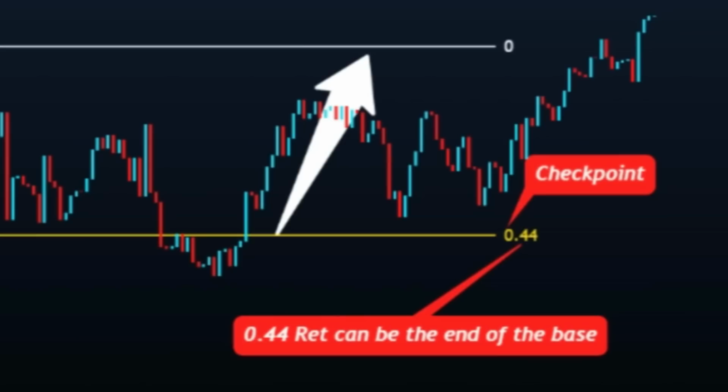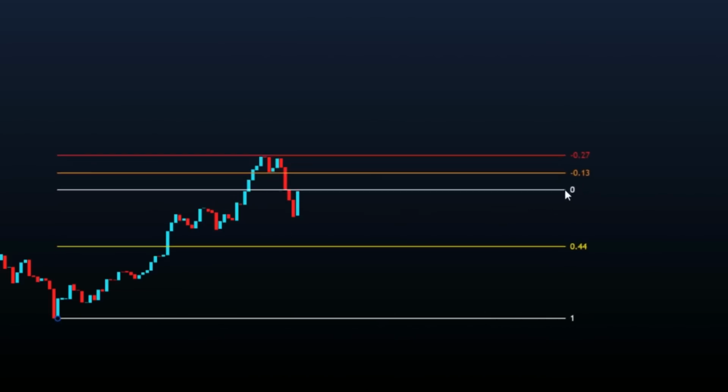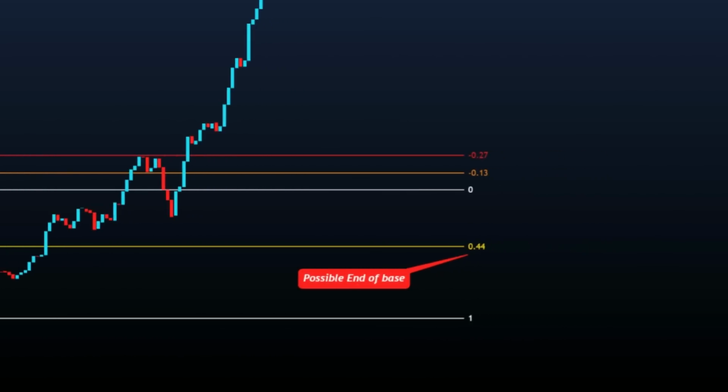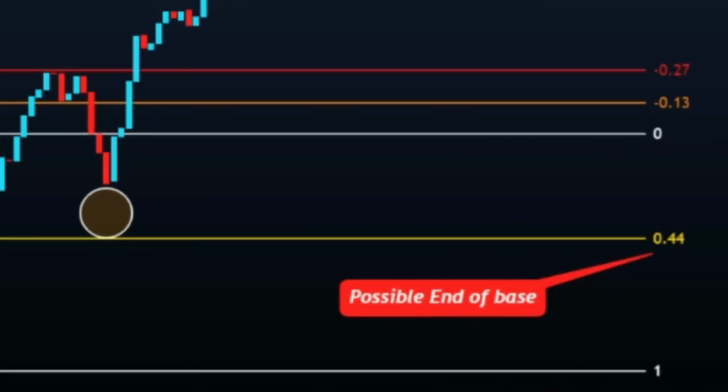However, there is a little problem. Once you apply Fibonacci on a chart and expect it to touch 0.44, you'd see candles just move on without touching it.